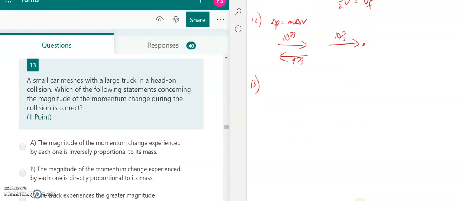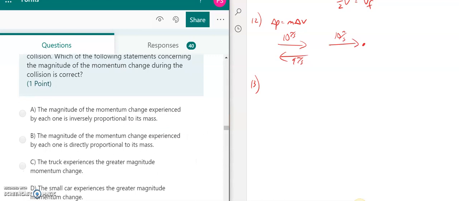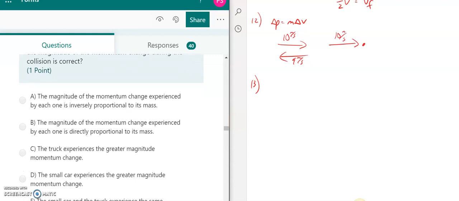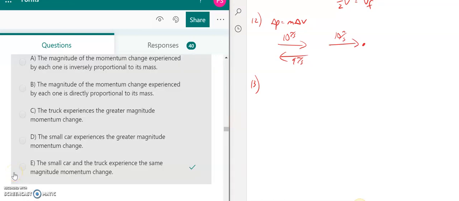A small car meshes with a large truck in a head-on collision. Which of the following statements concerning the magnitude of the momentum change during the collision is correct? Since it's a collision, and we talked about momentum being conserved, that means the impulse, or the change in momentum, I should say, on each car is going to be the same. So choice E. Small car and the truck experience the same magnitude change of momentum. One is forward, one is backwards.